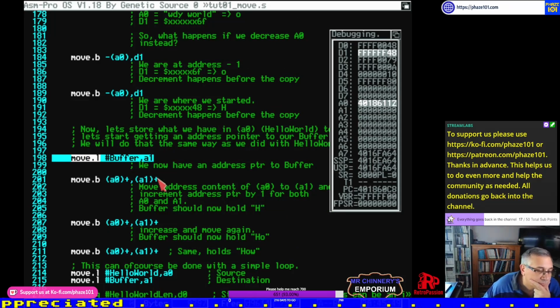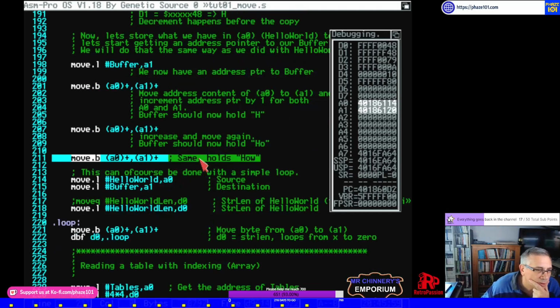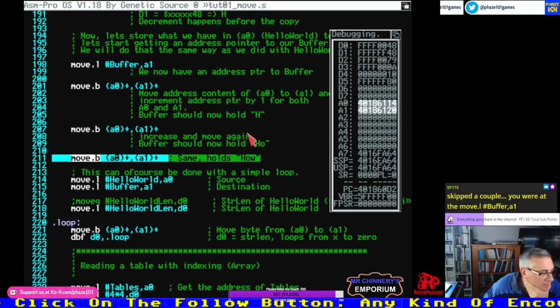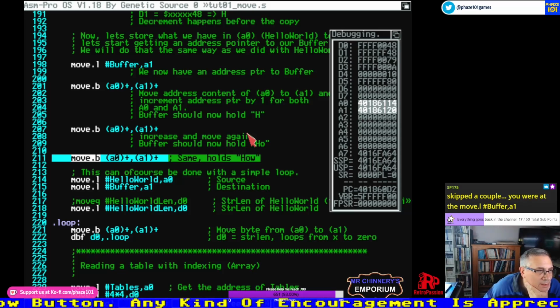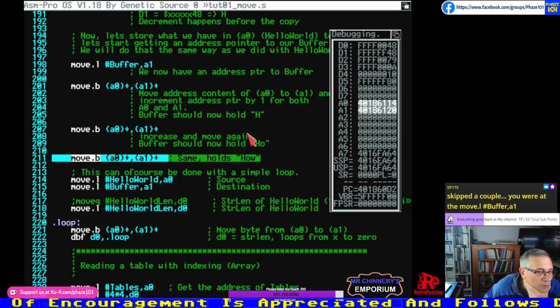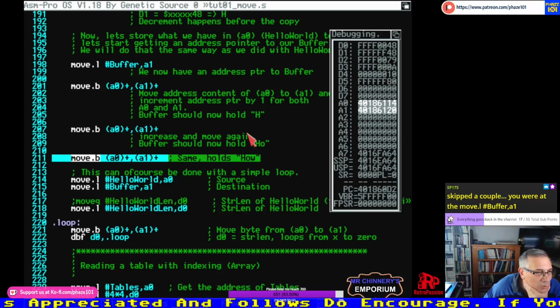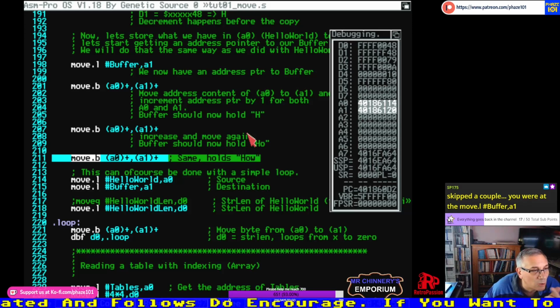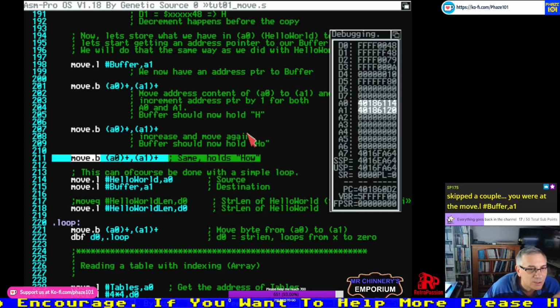Right? Now, we are going to loop here, okay? So yeah, I skipped from 198. So we have buffer, the address of buffer, into A1, okay? We move what's in A0, okay? We increment it, and we move what was in A0 into A1, and we also increment A1. So we are doing a copy now, okay? And we copy again from A0 to A1, and also in both cases A1 and A0 are incremented.